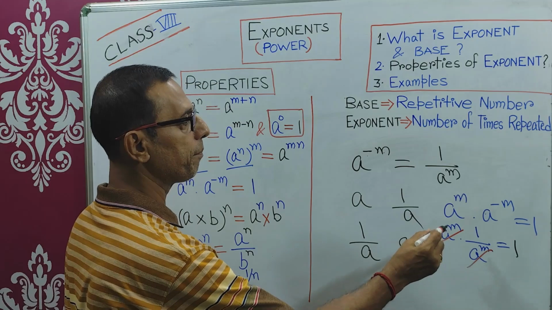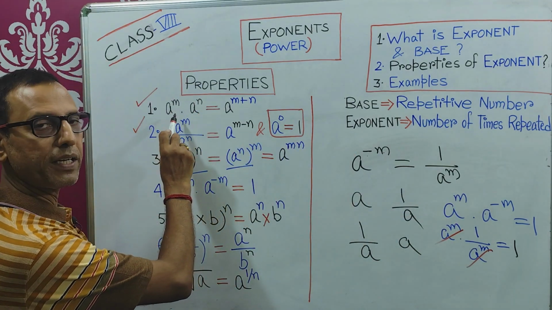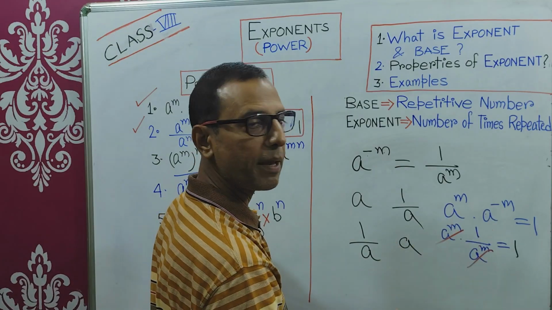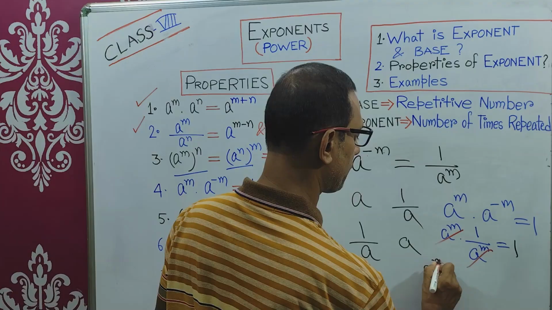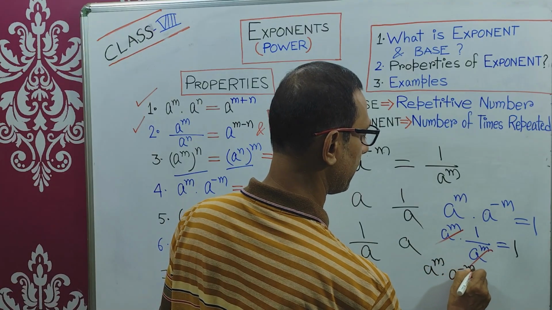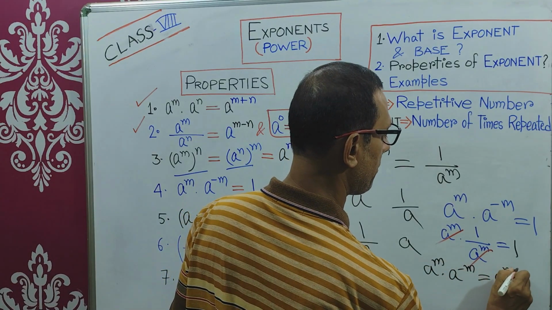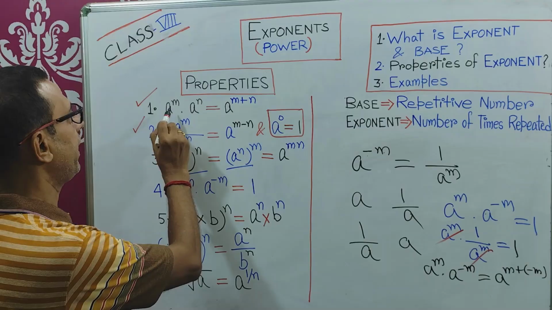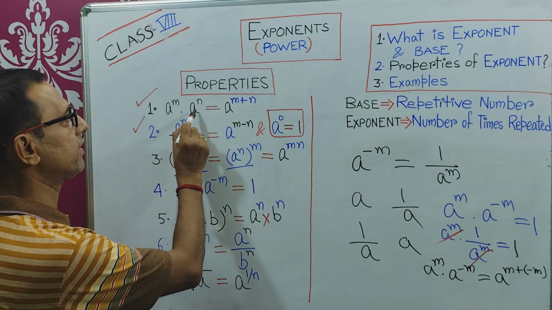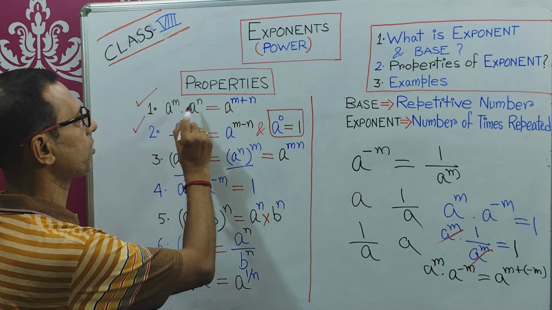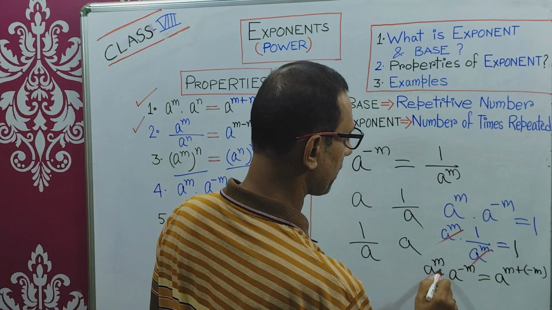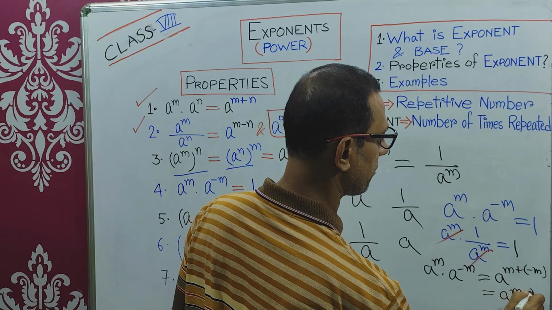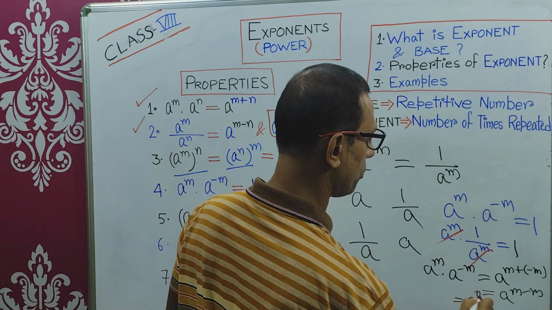And at the same time, by utilizing this first property, by adding up the powers, since both of these numbers have the same base, that's how you can also prove that a to the power m into a to the power minus m, that means a to the power m plus minus m. The base is the same, so in case of multiplication you will add up the powers, so a to the power m into a to the power minus m equals a to the power m minus m, that is equals a to the power 0, that is equals 1.